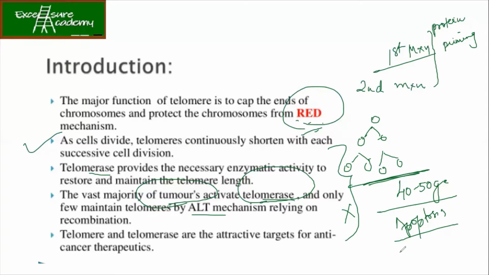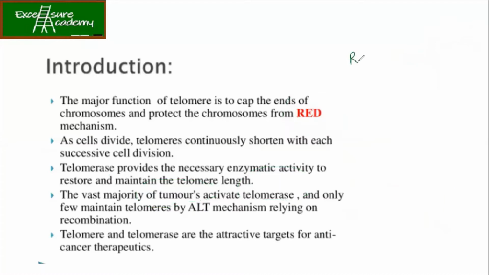So the telomeres and the telomerase are attractive targets for anti-cancer therapeutics. In the case of cancer drugs, you can have anti-telomerase drugs which inhibit the activity of the telomerase. Since we know that it is RNA dependent DNA polymerase, your telomerase is also known as RNA dependent DNA polymerase.